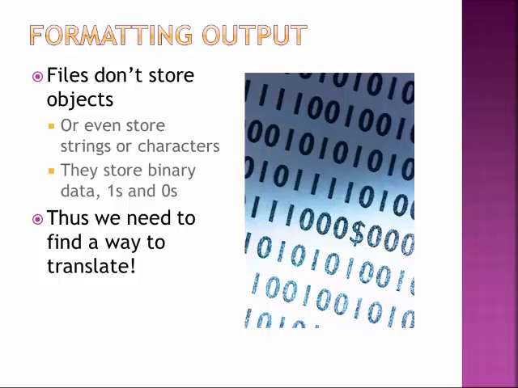Files, unfortunately though, don't store objects. In Java we build objects. We build strings, we build classes. The classes have some data items, integers and numbers and strings and booleans and all that sort of stuff, arrays. Files are ones and zeros. They match what's on the hard drive. And so I have to find a way of translating from my Java objects into the ones and zeros that are going to be stored in that file.